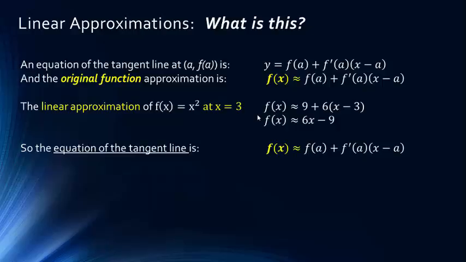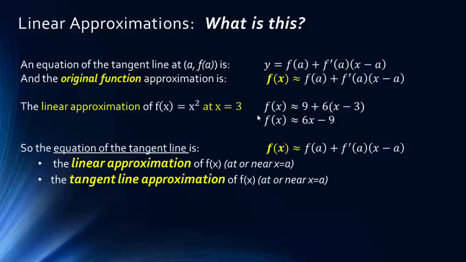So this is not the equation of a tangent line. It shouldn't have an approximate there. It should say f of x equals f of a. But the equation of the tangent line is the linear approximation, which you see there, or it might be called the tangent line approximation. Both of those are equivalent. They're just different ways of saying the same thing.